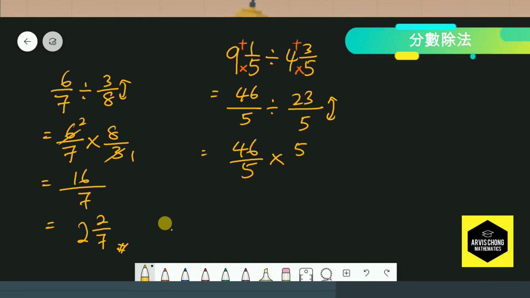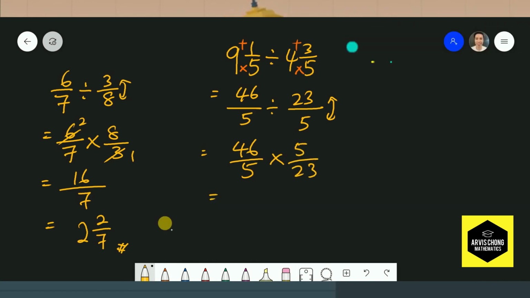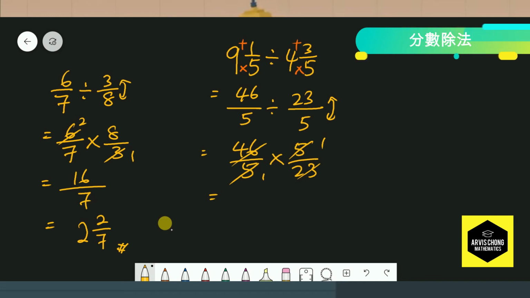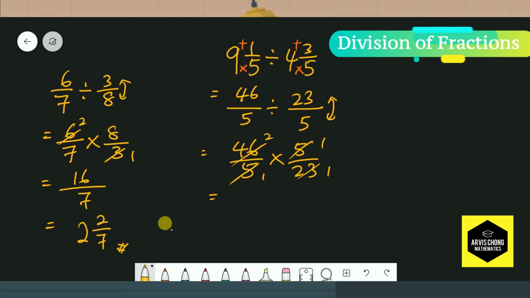Alright, then these two we can cancel, then we become 1. And here we can divide these two numbers by 23. After we divide by 23, here will become 1, here is 2. So the final answer is 2 times 1 over 1 times 1, which is 2.